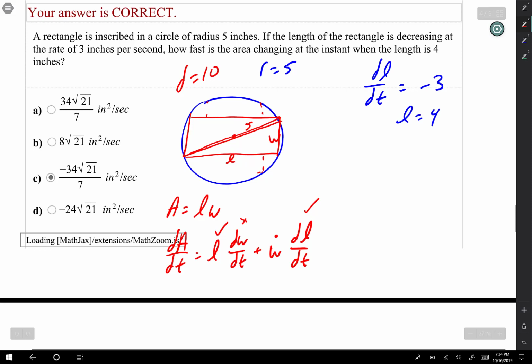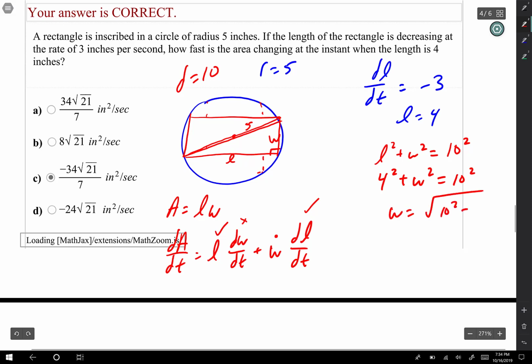So how do I get W? Well, I see a right triangle right here, guys. So I know that L squared plus W squared equals, and the radius is not changing, remember that, so the diameter is 10 squared. So 4 squared plus W squared equals 10 squared. W equals the square root of 10 squared minus 4 squared. I put that in my calculator, 10 squared minus 4 squared, and I get 2 square root of 21.